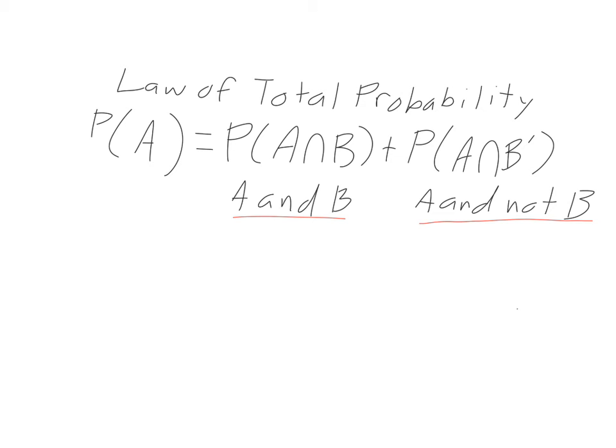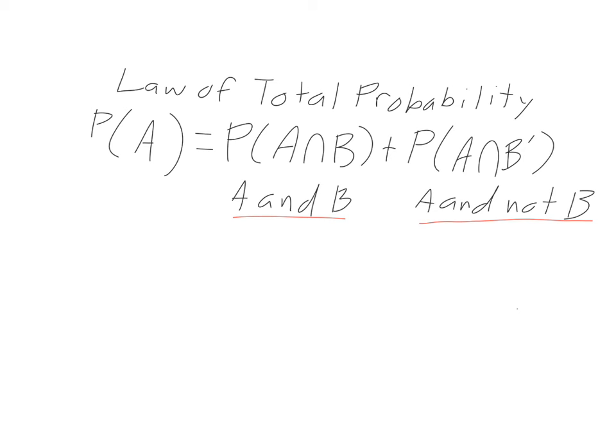Well, if we include all of the instances where A and B occur, and then we add in all the instances where A occurs without B, well, effectively we have included all of the instances where A happens. In other words, there's no third option. You can't combine A and B, combine A and not B, and have some third option where A still happens. You either have B or you have not B. There is not a third possible option. So that adds up to probability of A.